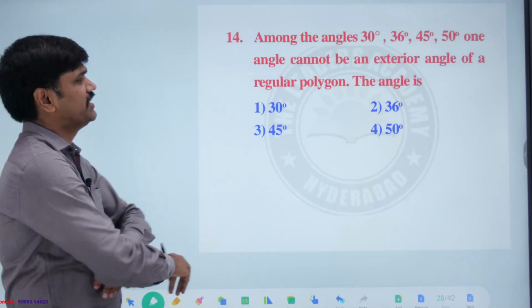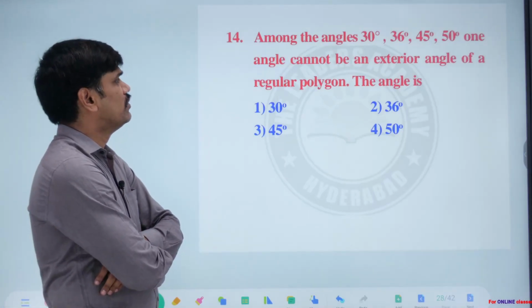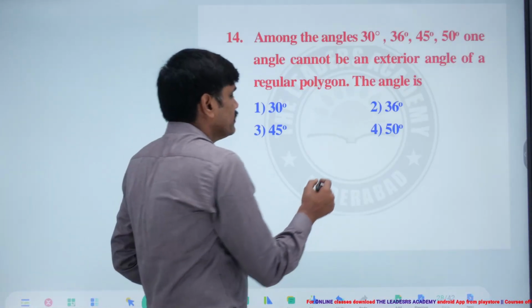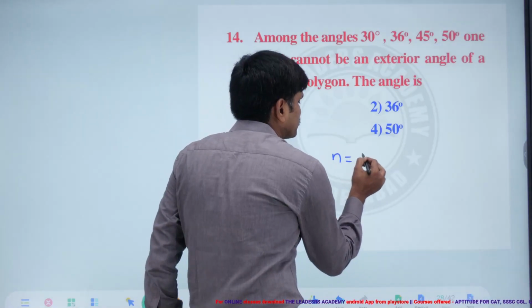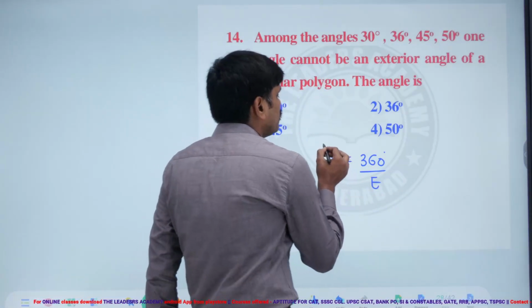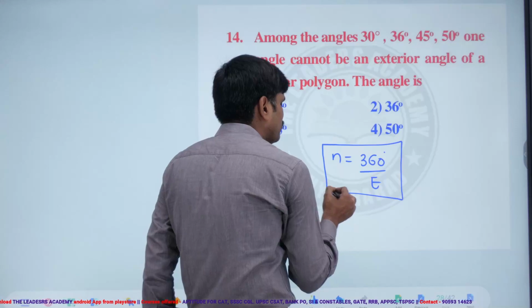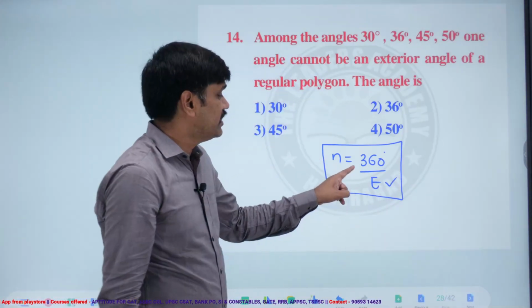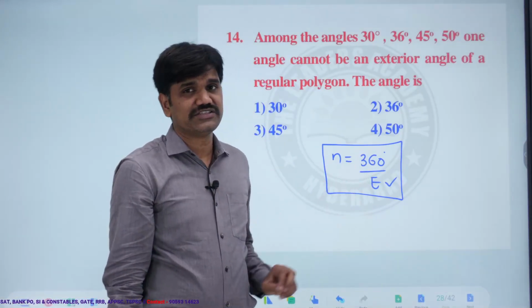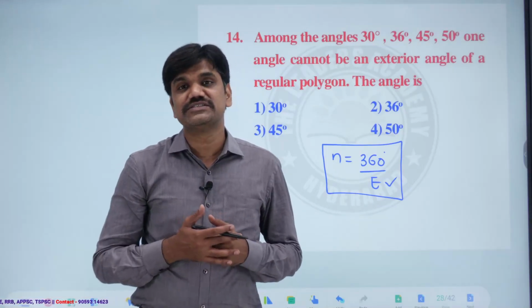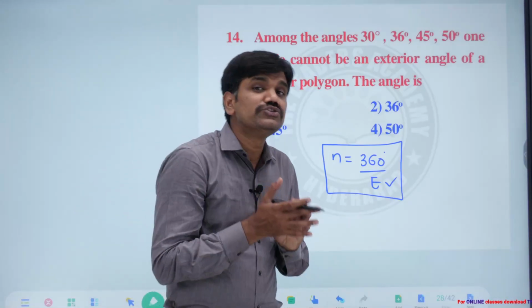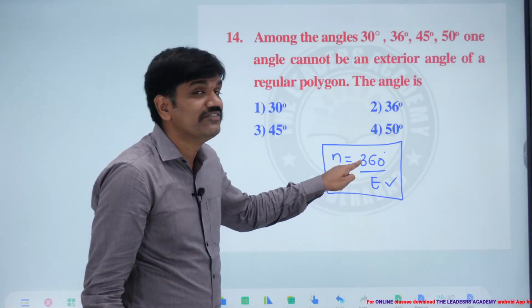Among the angles 30 degrees, 36 degrees, 45 degrees, 50 degrees, one angle cannot be an exterior angle of a regular polygon. The angle is, just remember how to test it, sir. Number of sides is given by 360 degrees divided by exterior angle. So you have to look for the value of E such that it divides 360, because if this exterior angle is not dividing 360, the number of sides will come in decimals, but you cannot have the number of sides as decimals. That's why ensure that your exterior angle is a value that divides 360.